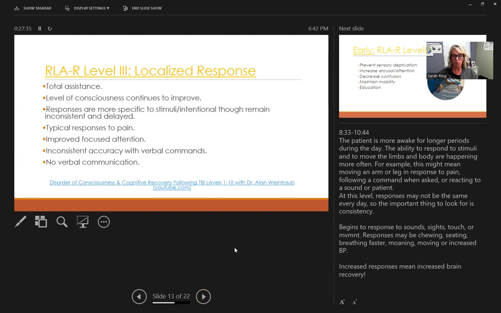Individuals at Rancho level 3 or localized response level remain under the need of total assistance. Individuals are more awake for longer periods of time during the day. Individuals may exhibit an ability to respond to stimuli and to move their limbs and their body more often. And those responses may be more specific to the stimuli, but they still may be delayed or inconsistent. Individuals may be more likely to exhibit a typical response to pain rather than that generalized response of increased breathing and intense reflexive chewing that we saw at level 2.